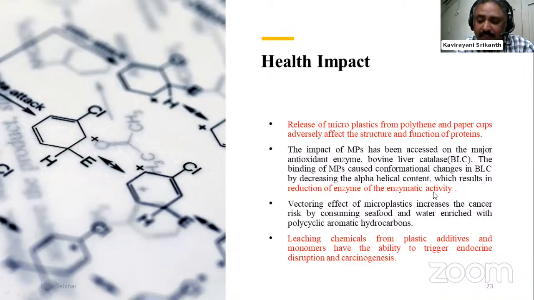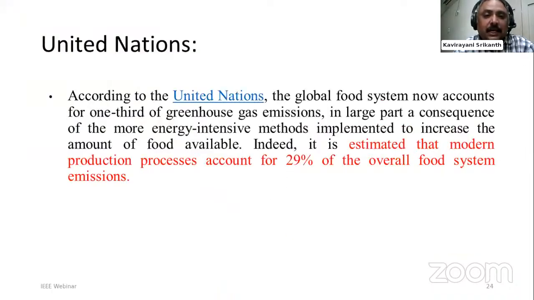These are all serious problems on health, and the United Nations has made a lot of studies on this aspect. It is estimated that modern production processes account for 29% of the overall food system emissions, which again, if you are talking about greenhouse gas emissions, is to meet the demands of global food demand. The expedited processes of food manufacturing are another dimension which is adding to the problem.